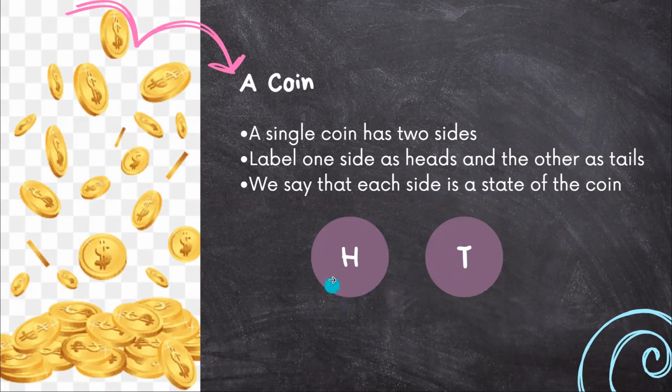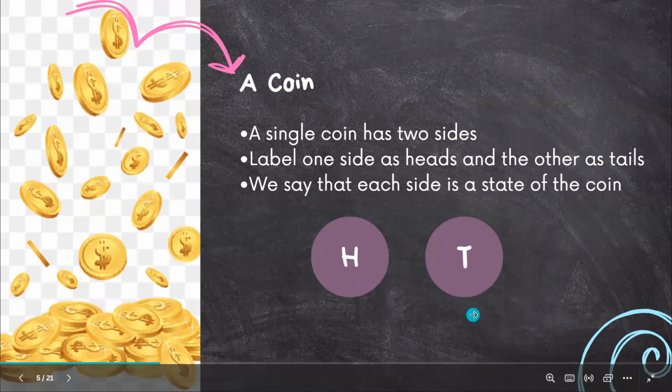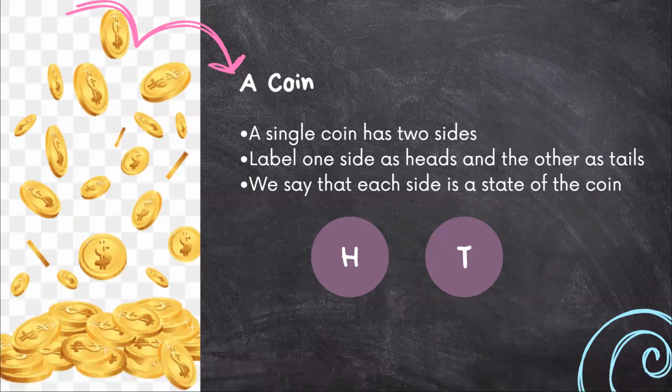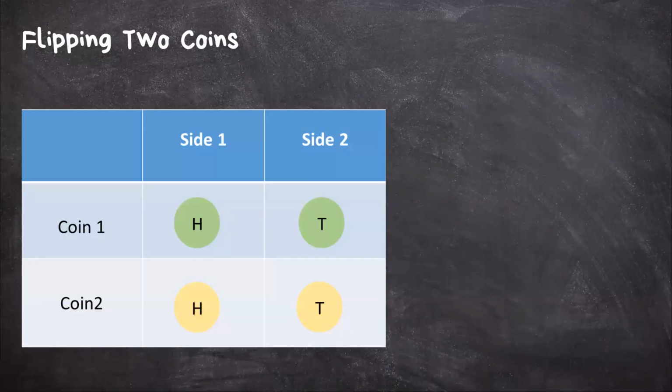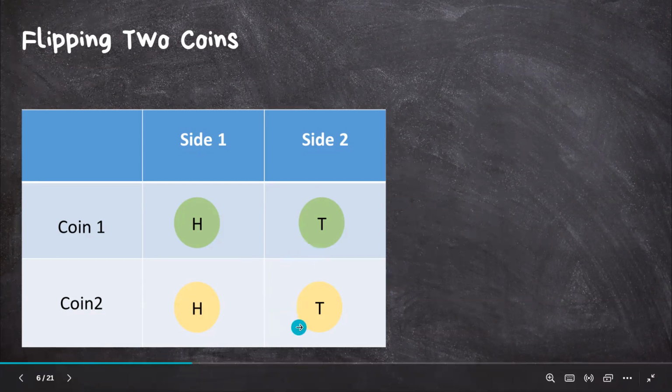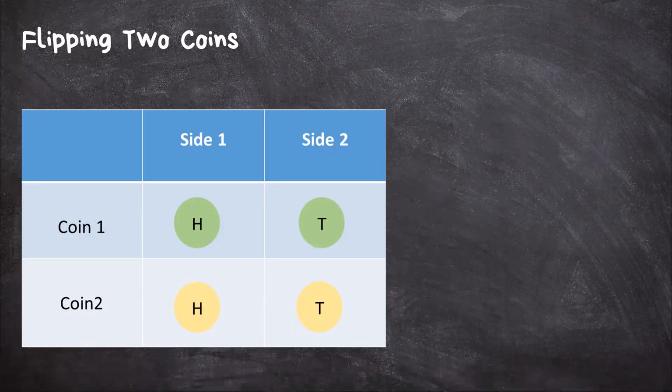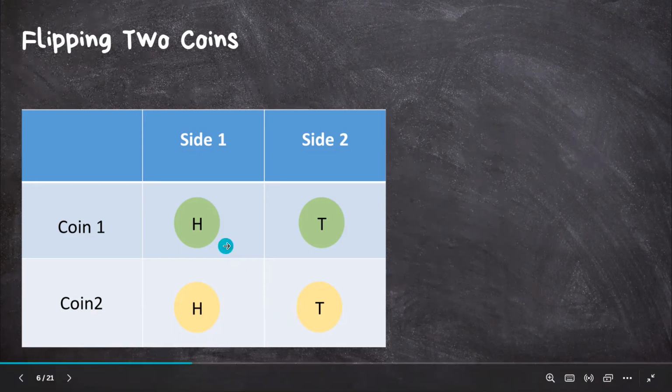Each side of the coin, we call the state of the coin. So when you're flipping a single coin, you either get a head state or a tail state. There are just two possible states when flipping a single coin. Now, what happens if instead of a single coin, we have two coins? Let's say I have a green coin and my friend has a yellow coin, and we both flip our coins simultaneously and check what possible outcomes we get. How many possible combinations could we get?